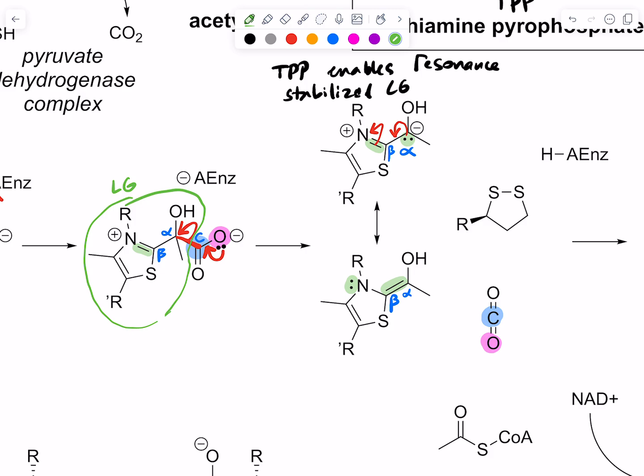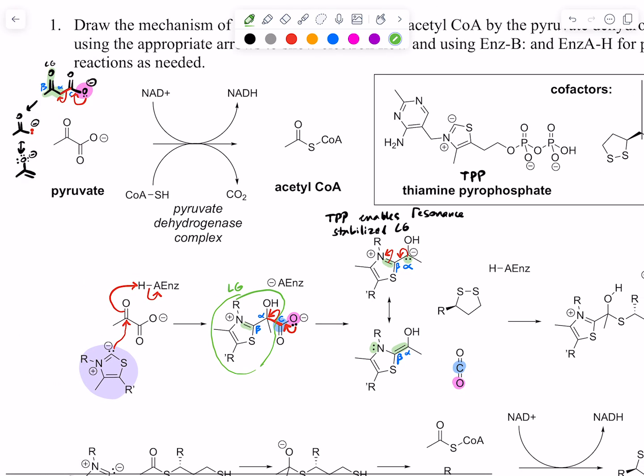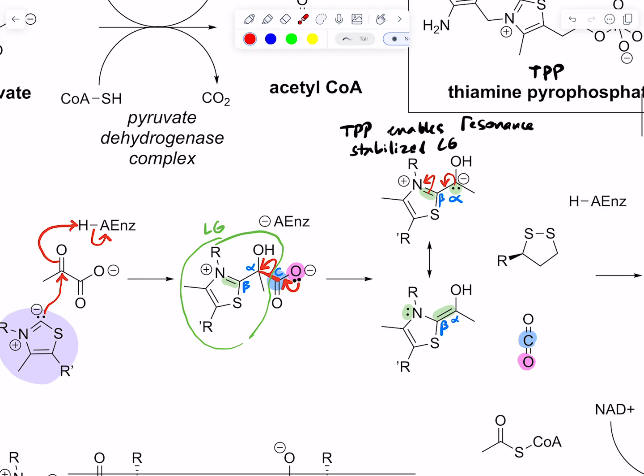All right, so we're using TPP to temporarily get ourselves into a situation that's not so unlike a beta keto carboxylate that we saw before. And this is how nature decarboxylates alpha keto acids. All right, so that's key. That's a really important thing. What questions do you have about it?